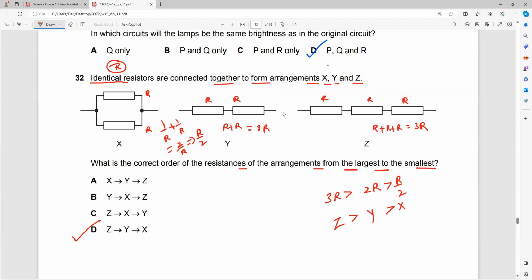So what is the correct option? Option B. Okay. Those are very simple questions, but they are good questions.